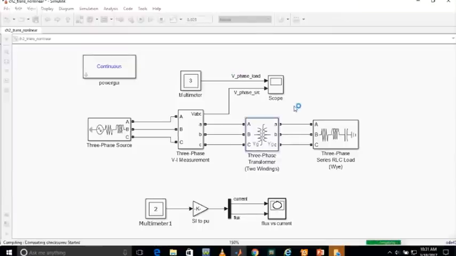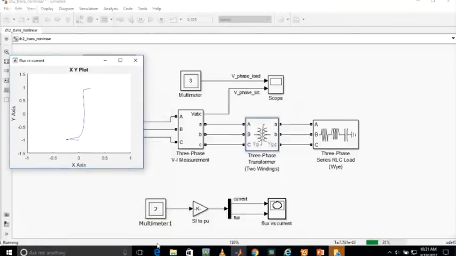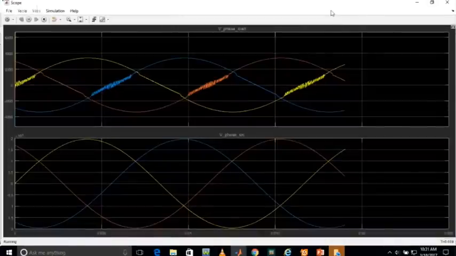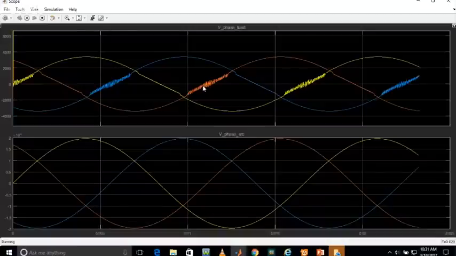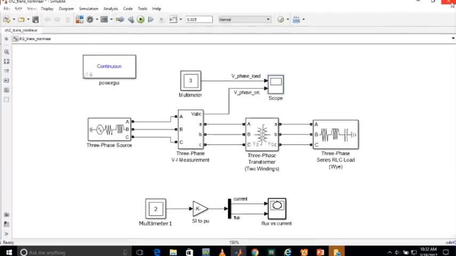And if you run this, a plot comes between flux and current because we have connected this circuit also, the below circuit, multimeter with SI to PU, and a flux versus current graph will be shown. In this scope circuit, we can see that because of saturation or hysteresis, the waveform is deforming in the RLC load. Because in the source, no hysteresis was present. But after connecting it with the non-linear type transformer, hysteresis is present and our waveforms are coming out distorted because of hysteresis. So this is the way to connect a three-phase RLC load using a non-linear type transformer.